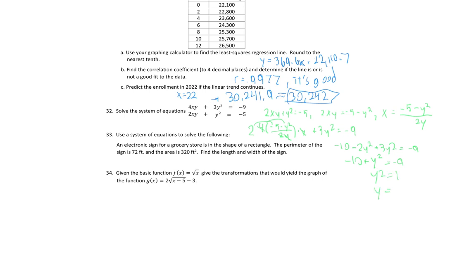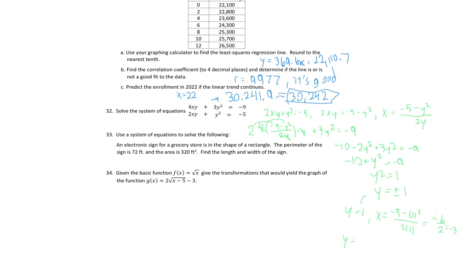So y is going to equal, don't forget your plus or minus square root of 1, which is 1. And so we need to find the corresponding x's for each of these. So if y is 1, well, we know that x is -5. I can plug into our equation we found for x earlier: -5 minus 1 squared over 2 times 1. Well, -5 minus 1 is -6 over 2, which is -3.